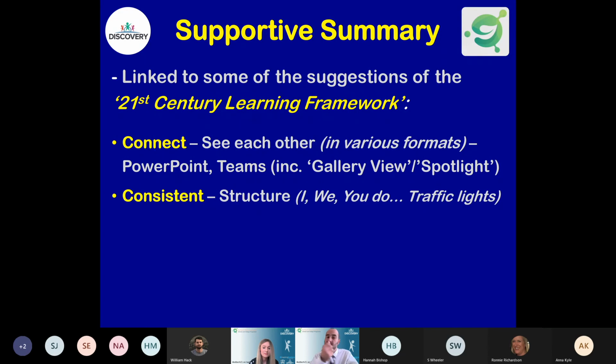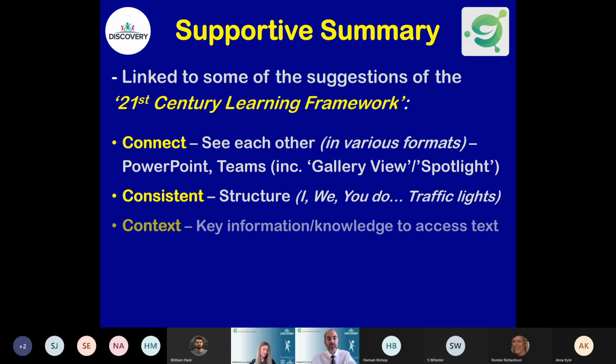The next thing is to be consistent, to find a structure that works for you. For us, the I do, we do, you do structure works well, and as I've said, Maddie uses the traffic lights, but keep that structure consistent.